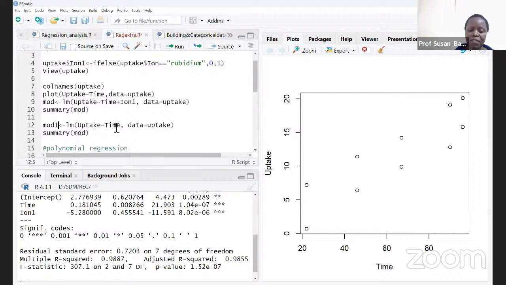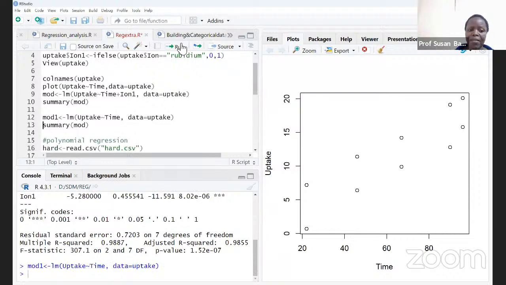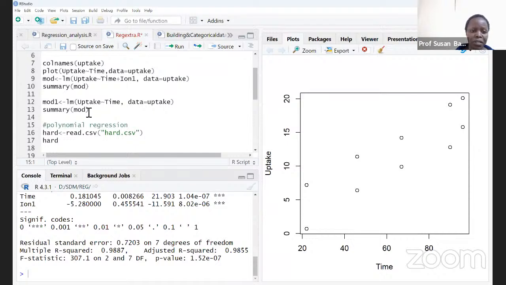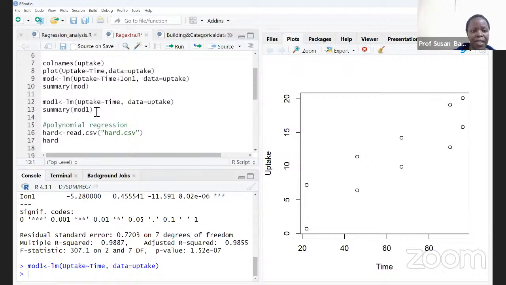Okay, line 12, which I've just pasted in, I'm going to run it and run the summary. Oh, sorry, it gave me a different result. This is iron1. Okay, so run line 12 again, and then run mod1.